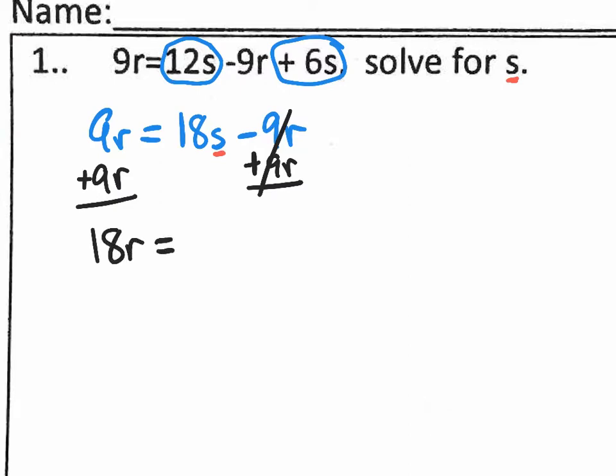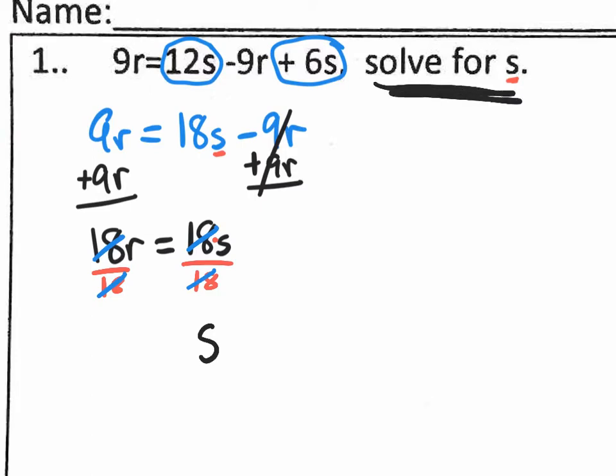And 18r equals 18s. Now, what are we solving for again? For s. We want to get s by itself. So this is really 18 times s. I need to get rid of the multiplication of 18 in front of the s. I want s by itself. So when I divide by 18 and I divide by 18, the 18s cancel, but over here the 18s also cancel. That does not mean that the answer is 0. It does not mean that the answer is 1. It means that the s is now by itself, and that's your goal when you solve for s.